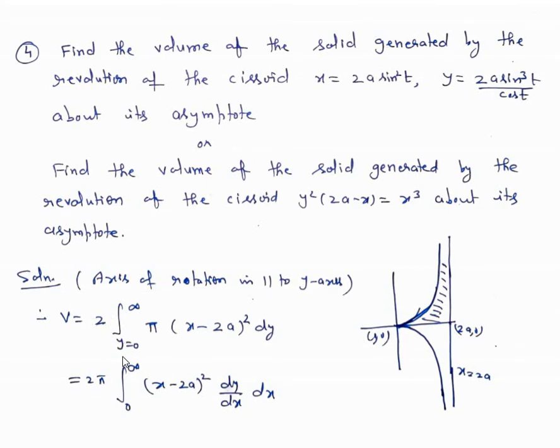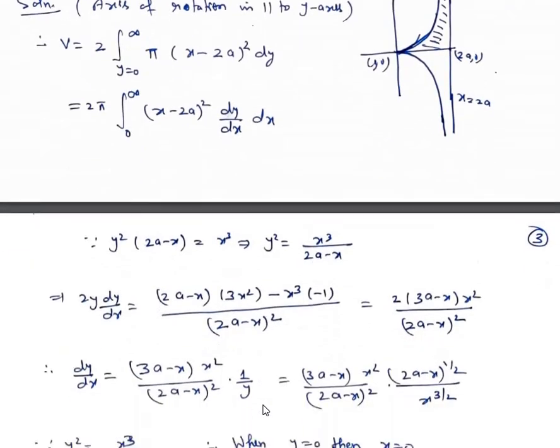So therefore the volume is 2 times the integral from y = 0 to infinity of π(x − 2a)² dy, which can be written as 2π times the integral from 0 to infinity of (x − 2a)² dy/dx into dx. And now we shall find dy/dx.